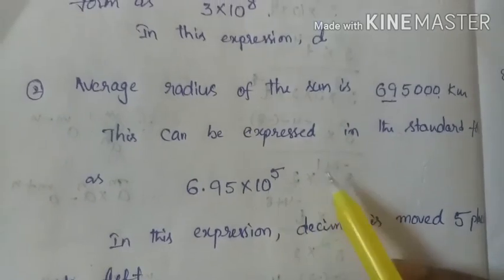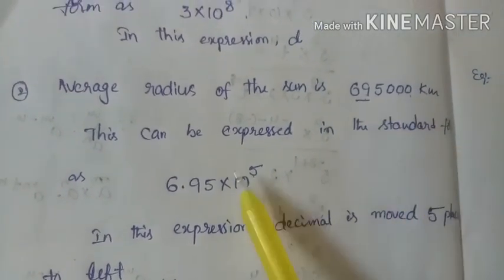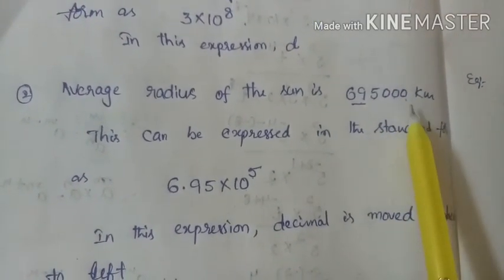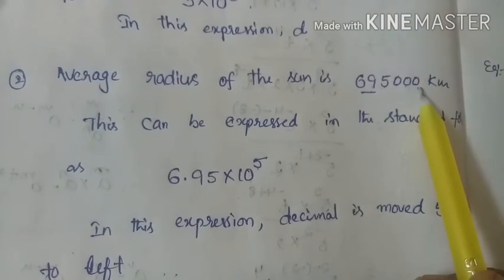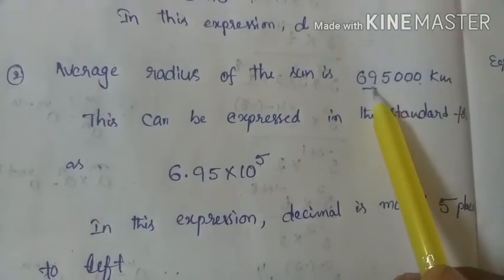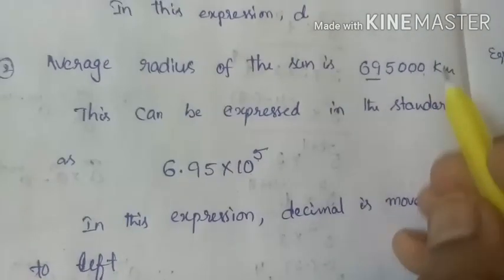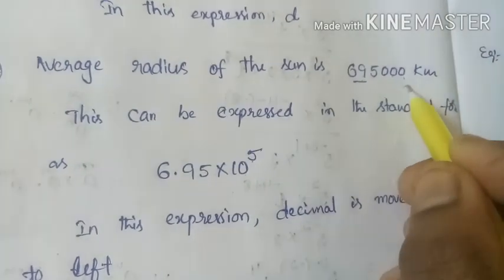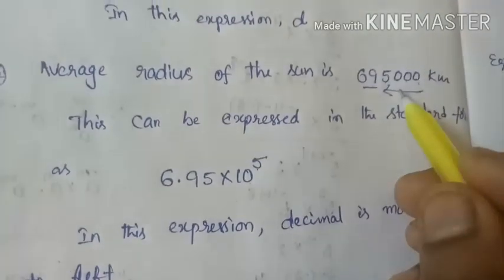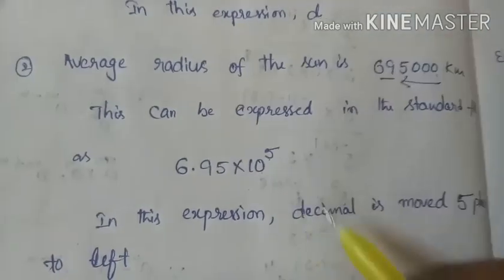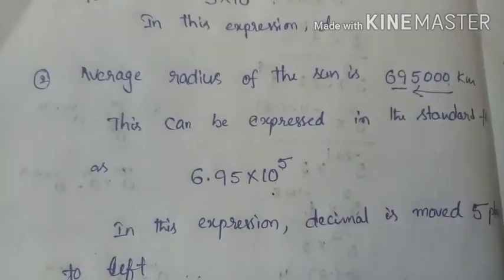This is standard form. That means we moved 5 places to the left. 1, 2, 3, 4, 5. That means we moved from right to left 5 jumps. That is our standard form. In this way only we will find the standard form.